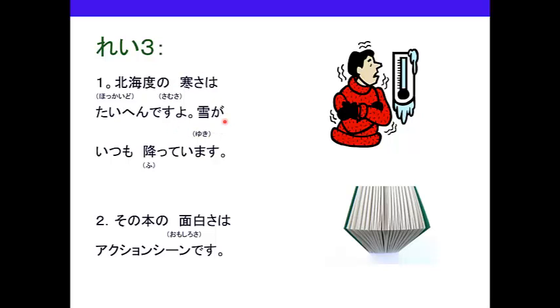Yuki, snow. Yuki ga itsumo futteimasu. So the snow is always falling. For the second example, sono hon no omoshirosa wa, so the interesting point of sono hon, that book, wa action desu. So it's all of the action of that book.